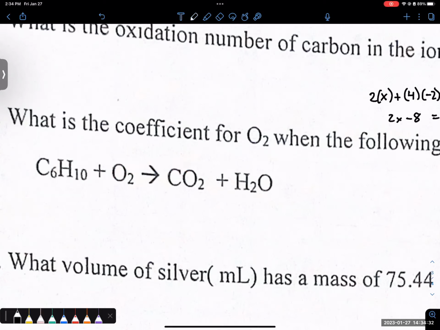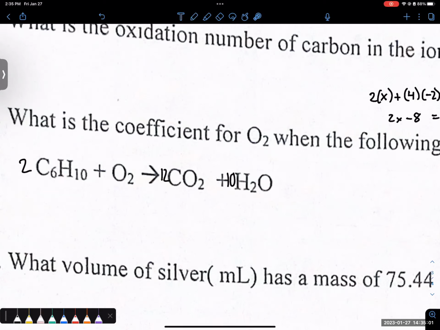Not all the time, but a lot of the time you end up having to put a 2 in front of the first thing, so in front of the hydrocarbon. So I always just start with the 2 here. And then I start getting the carbons next. So we need 12 carbons on the right side, because we have 12 carbons on the left side. We need 20 hydrogens on the right side. So we put a 10 here.